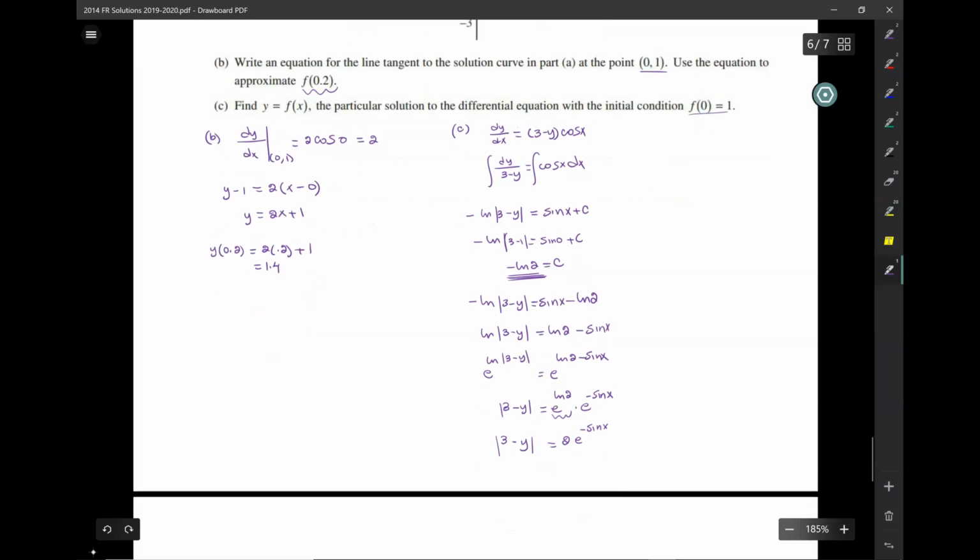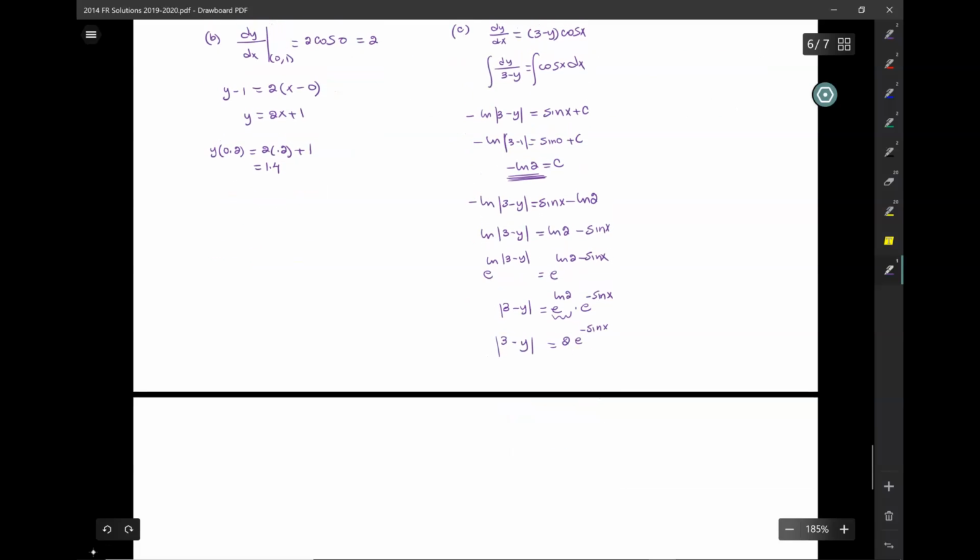Okay, now you have to channel your algebra 2 days, right? When you have an absolute value equation, how do you solve it? So if you have absolute value of x minus 2 is equal to 3, do you remember how we solved it? We said x minus 2 is equal to negative 3, x minus 2 is equal to positive 3. And that's how we solved it. In short, we could have said x minus 2 is equal to plus or minus 3. So that's what we're going to do here. 3 minus y is equal to plus or minus 2e to the negative sine x.